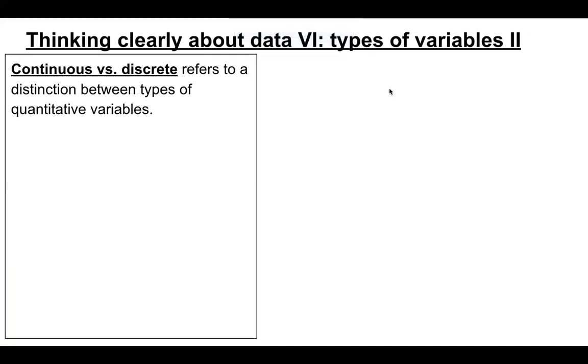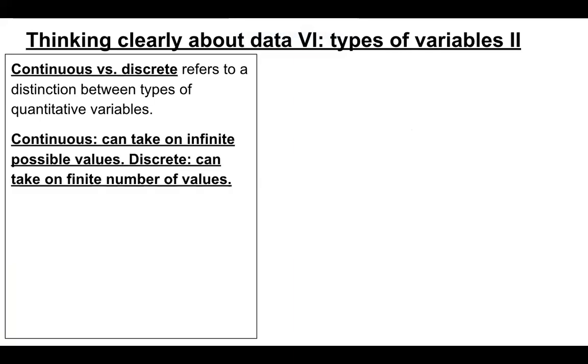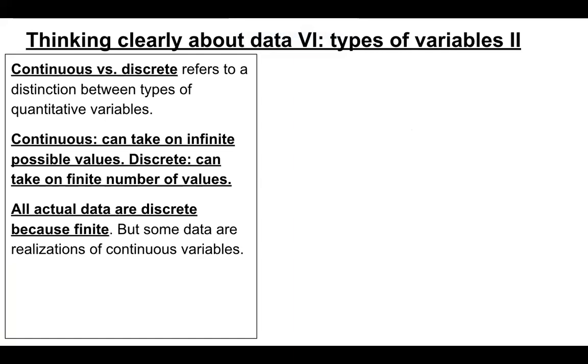So let's talk about continuous and discrete variables. This is a distinction generally within types of quantitative variables, so it's not directly related to the distinctions we just went over. Continuous variables are those that can take on an infinite number of possible values. Discrete can take on a finite number of values.